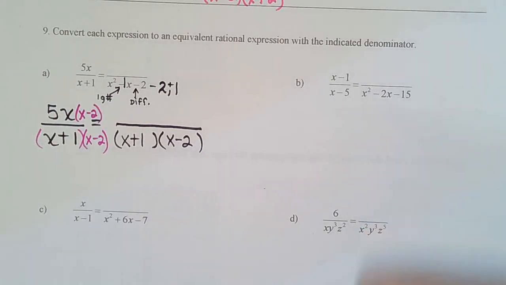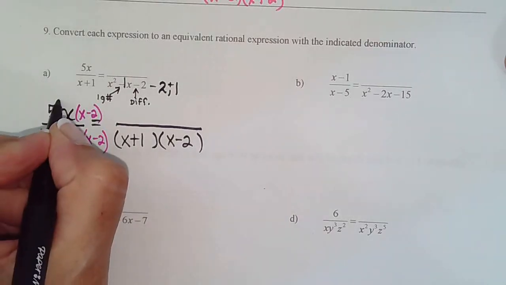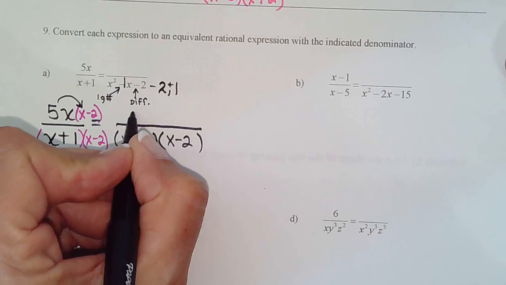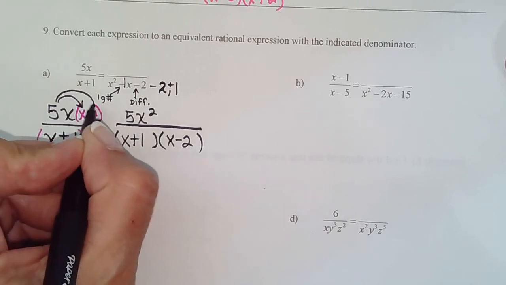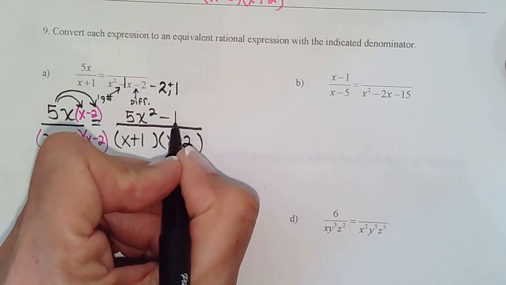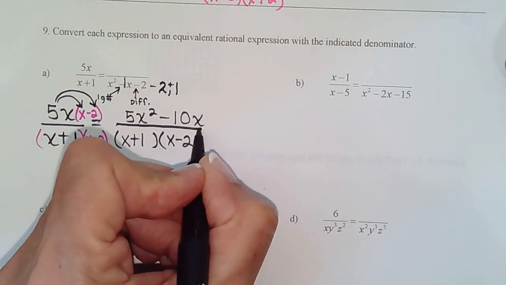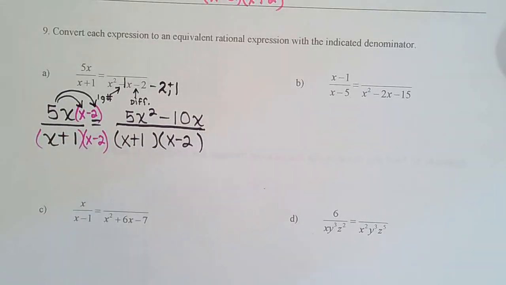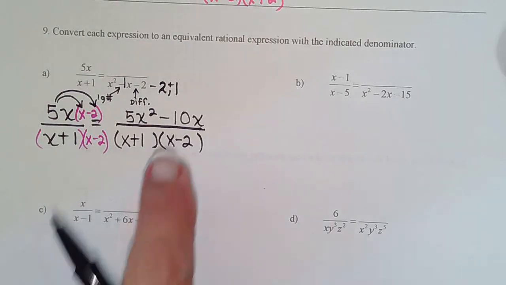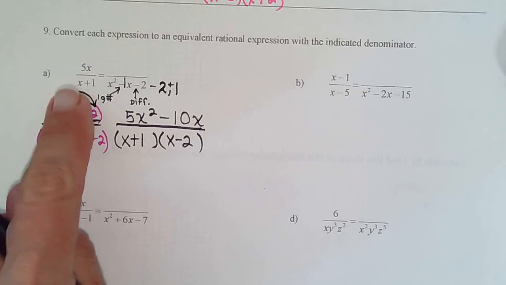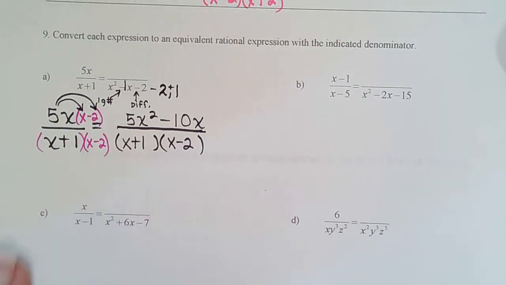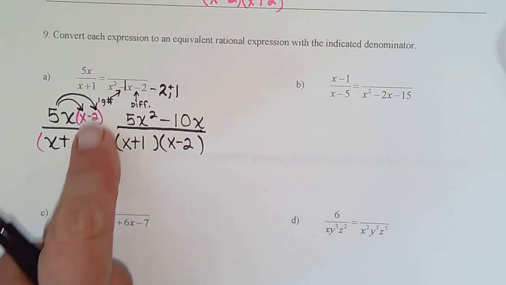So then we get 5x squared minus 10x. And there we have it. So this fraction is equivalent to the original. I just had to multiply it by 1 in disguise.